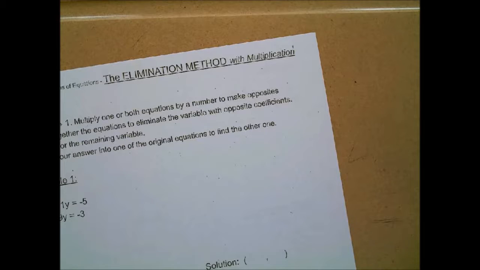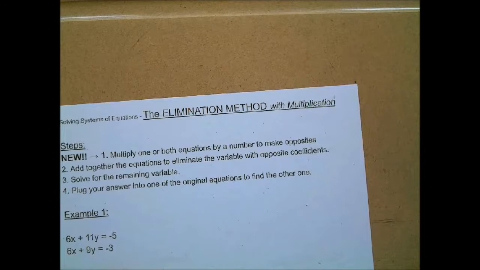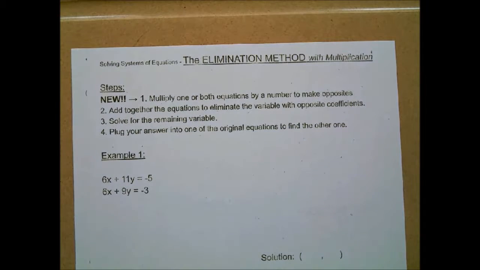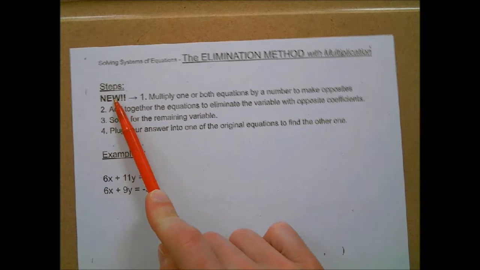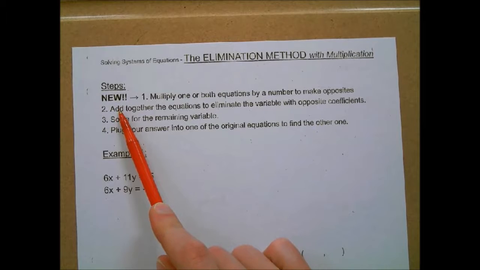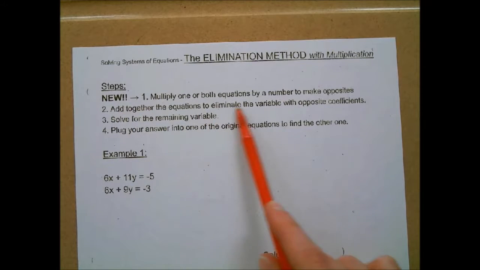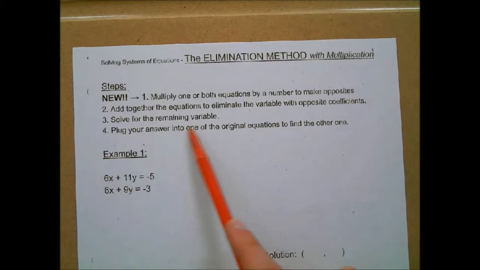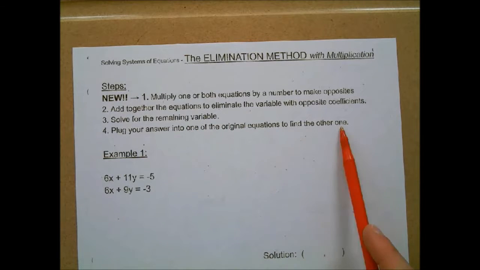So as I was saying, this is a little more difficult elimination problem because there's one more step we have to do now, a little more thinking, okay? You'll notice all the next steps are the same thing. Add together the equations to eliminate the variable with opposite coefficients, solve for the remaining variable, plug your answer into one of the original equations to find the other one. Very similar to what we've done before.